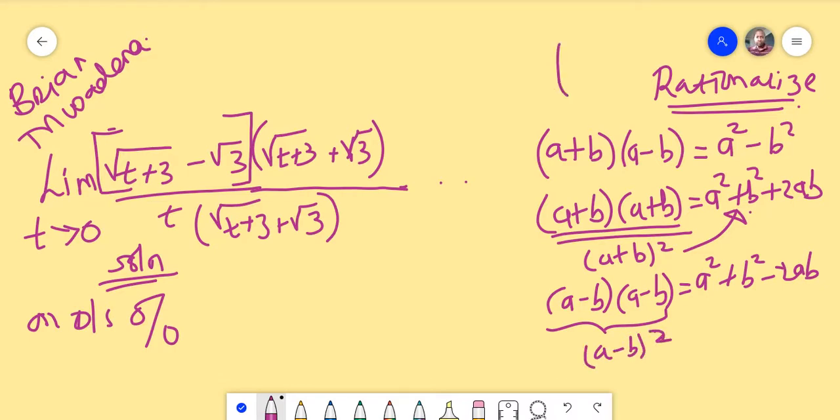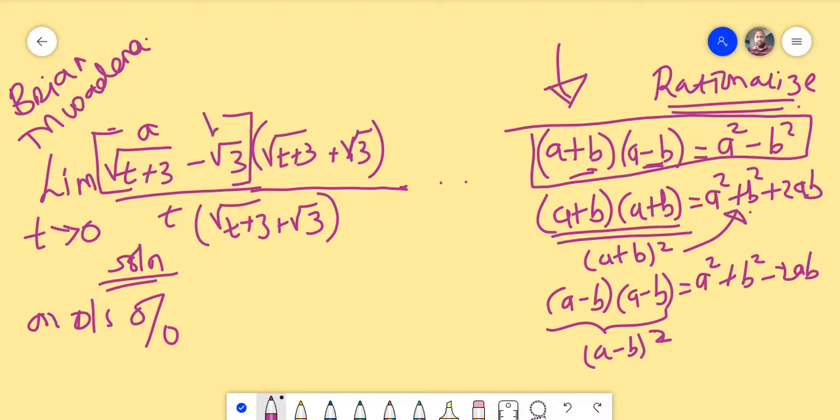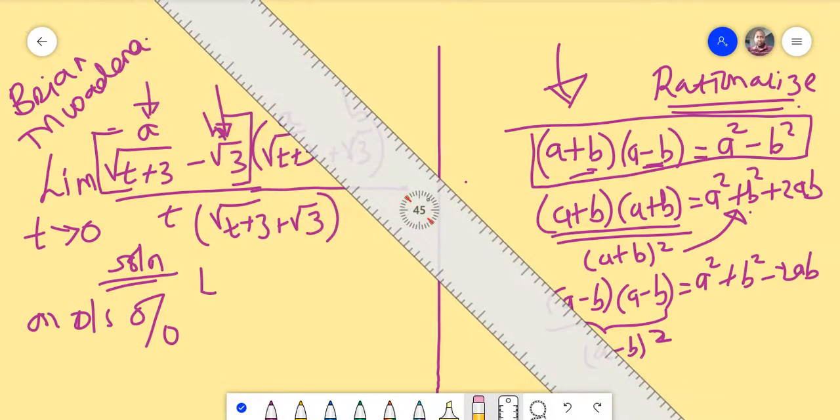Usually in rationalization, the one that we use is the first one, because it means that this factor is the conjugate of the other. So in this case, this is our a, this is our b, root 3. The solution now will be a squared minus b squared.